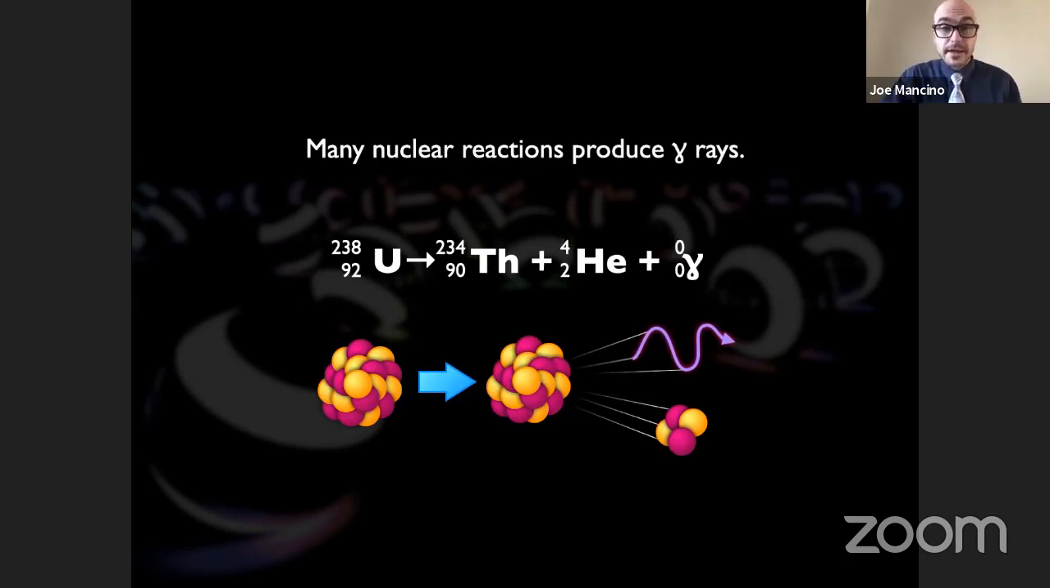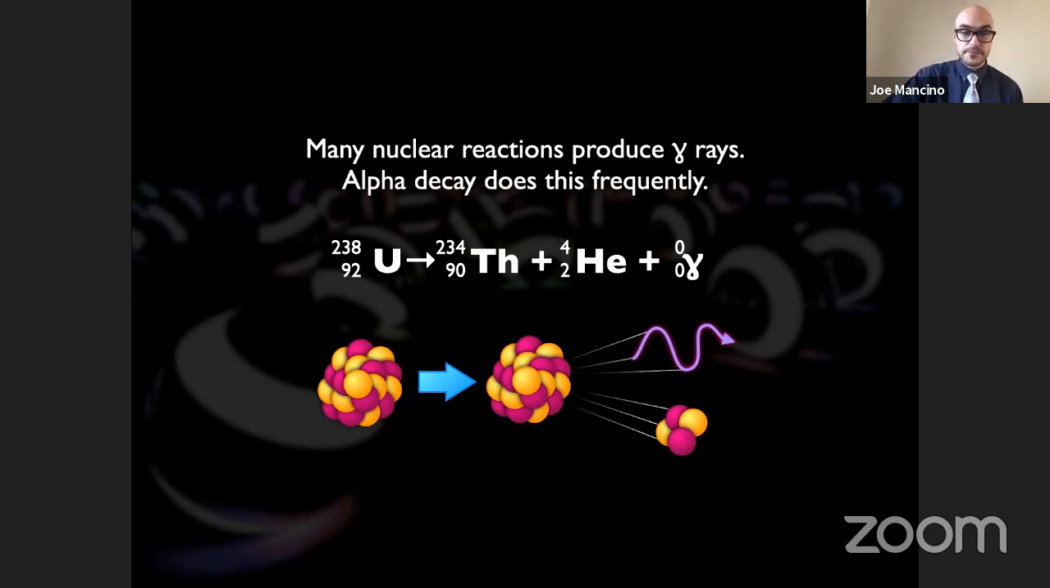And finally, gamma radiation. Lots of nuclear reactions produce gamma radiation. In this case, it's actually that first reaction from alpha decay. Alpha decay does that frequently. It releases a gamma ray. That's that purple wiggle right there. It doesn't have any mass. It doesn't have any charge. It simply carries away energy.